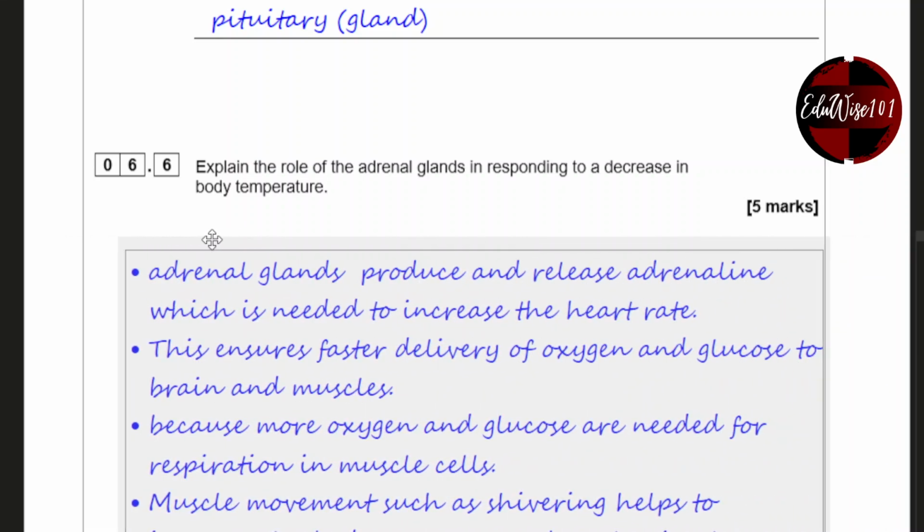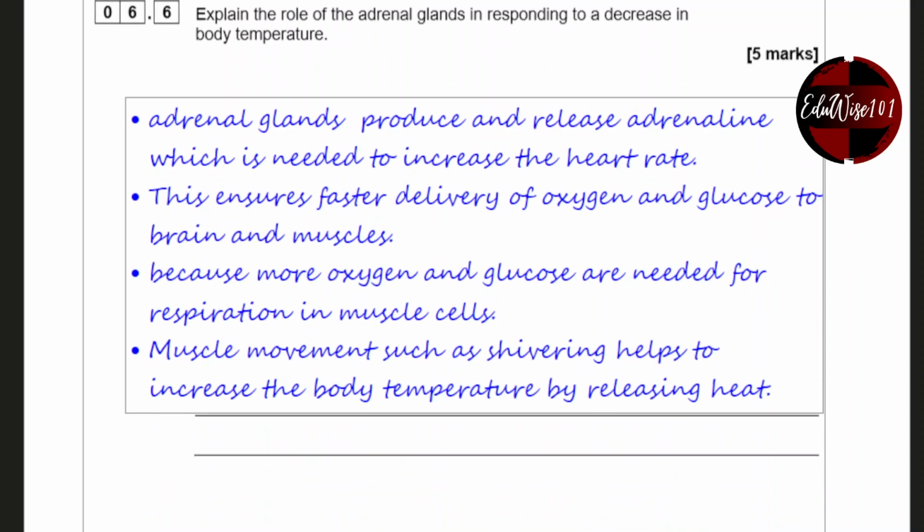So how do we write this answer? Adrenal glands produce and release adrenaline, which is needed to increase the heart rate. This ensures faster delivery of oxygen and glucose to the brain and muscles, because more oxygen and glucose are needed for respiration in muscle cells. Muscle movements such as shivering help to increase the body temperature by releasing heat. So when you are really cold, our body automatically starts shivering. And the reason for shivering is actually to increase our core body temperature.